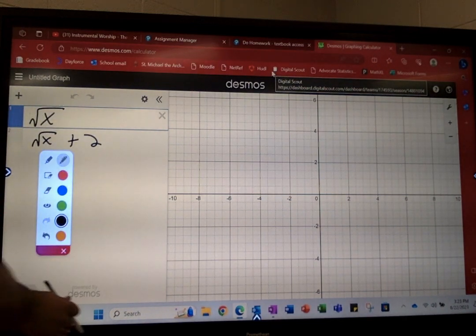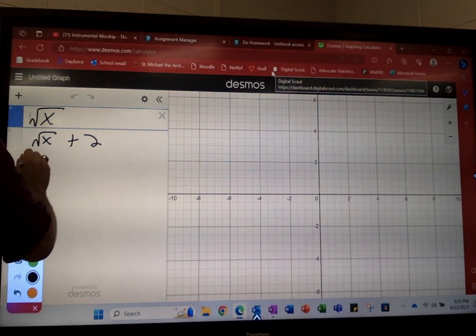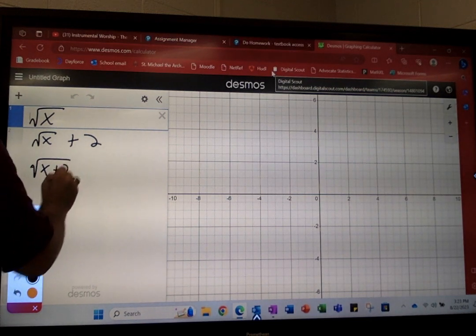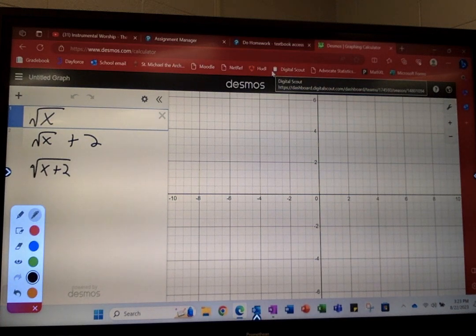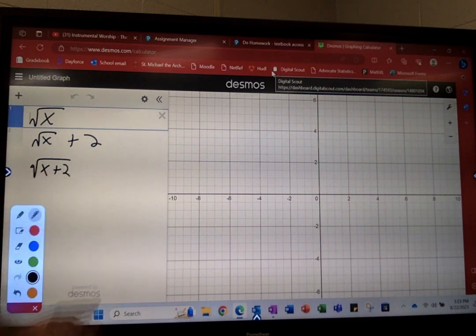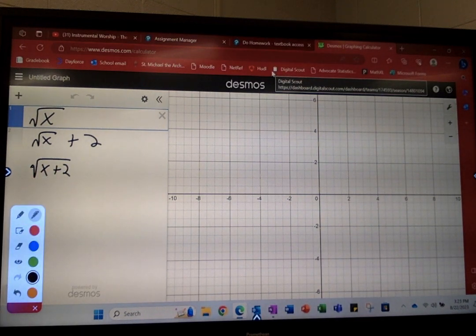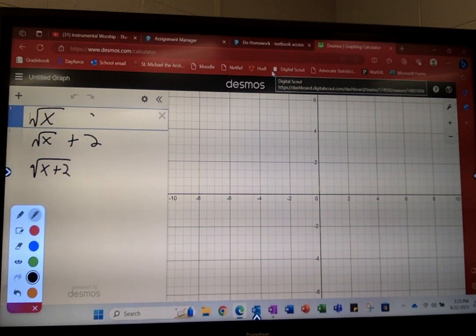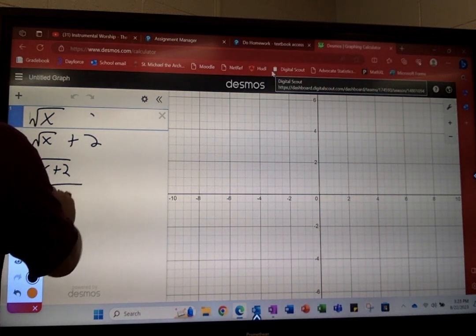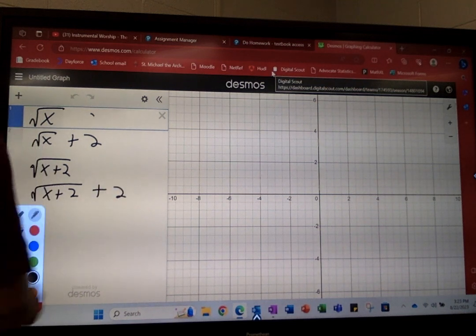But now let's also say that I want to conduct a horizontal shift 2 units to the left. That's x plus 2. And the plus 2 is on the inside of that grouping, whether it's a parentheses, absolute value, or a square root. Horizontal shift takes place inside the function. Vertical shifts take place outside the function. And I'm also going to do one more where I'm going to combine the two. I'm going to take 2 units to the left and 2 units up. Okay?